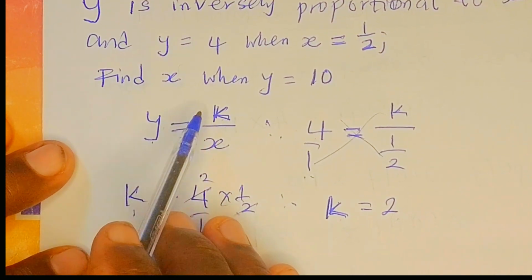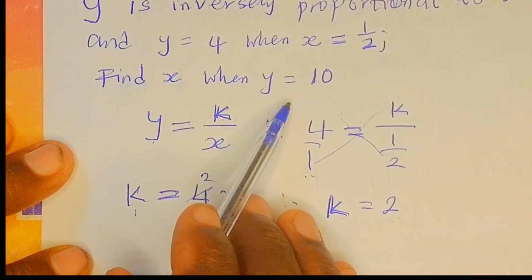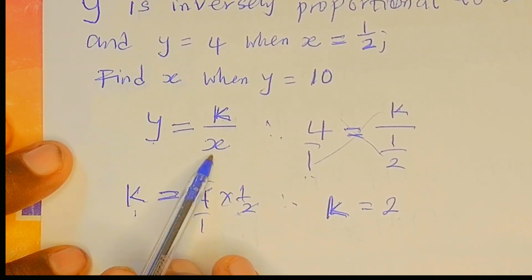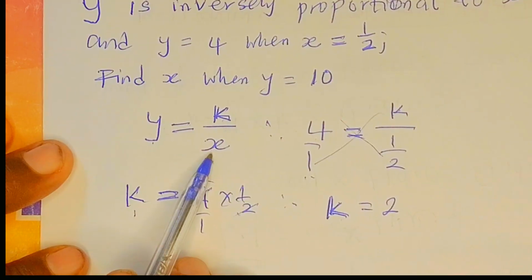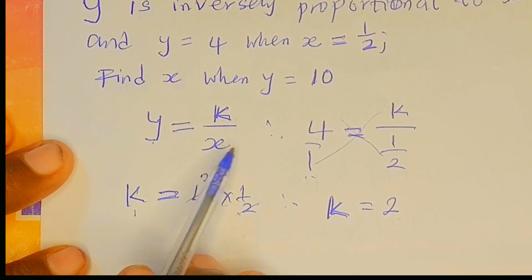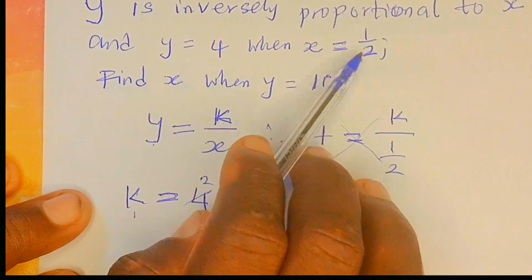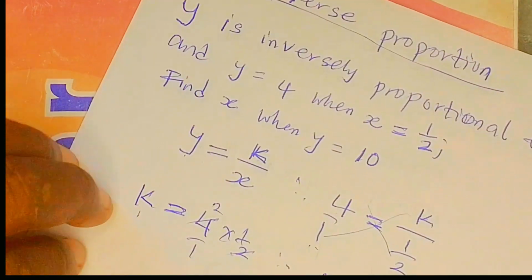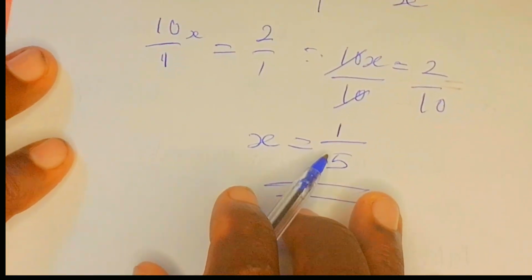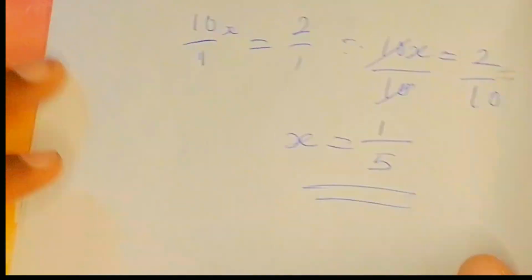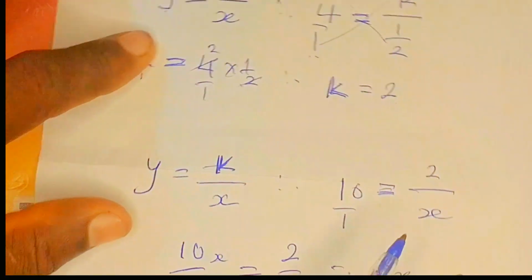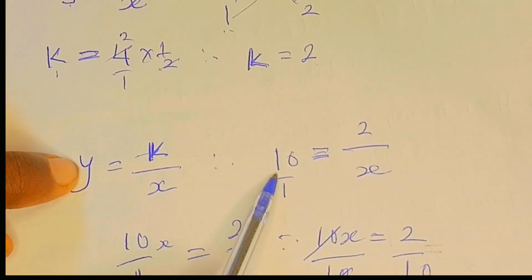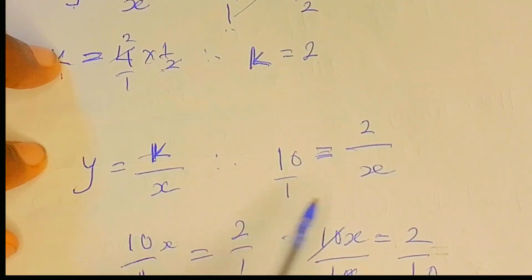Now, the second limb of the question is find x when y is 10. So y is 10, we put 10 equals 2, because k is 2, and we're looking for x. So we don't need to put the value for x again. This value was for the first relationship to find what k is. So y is 10, equals k which is 2 over x, and x is unknown.